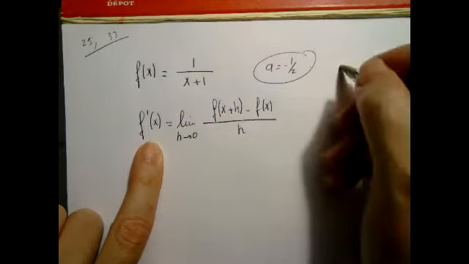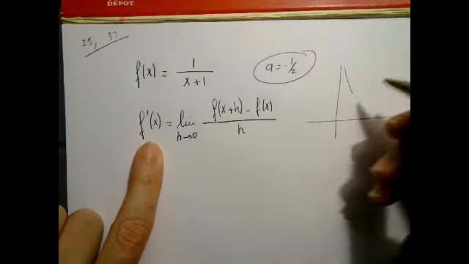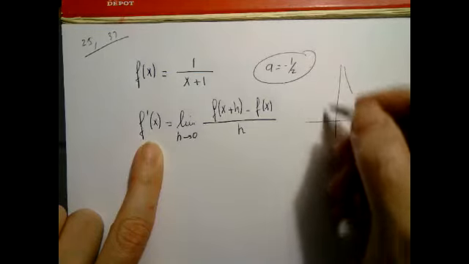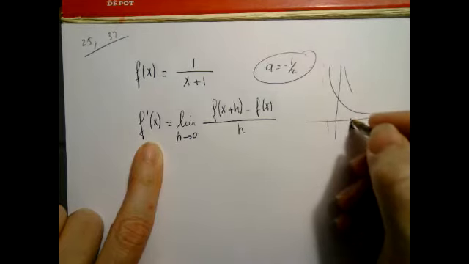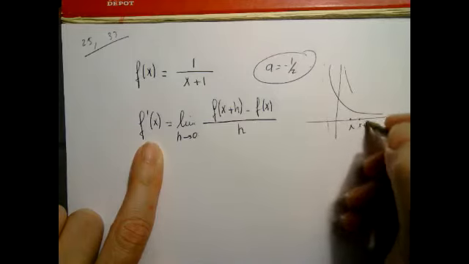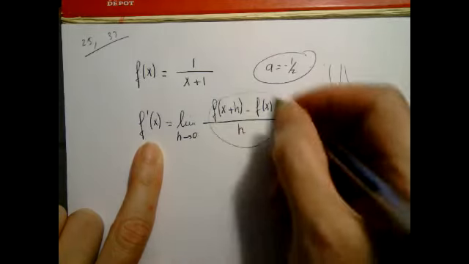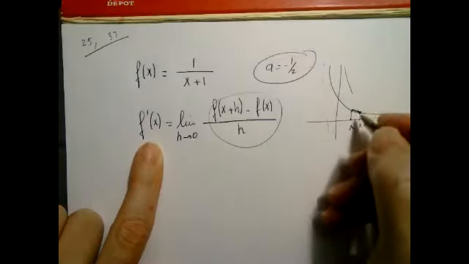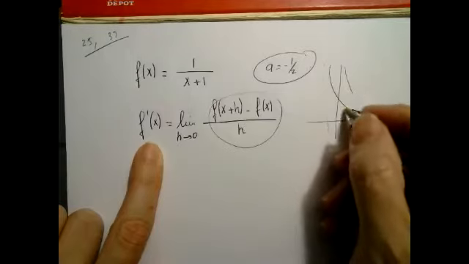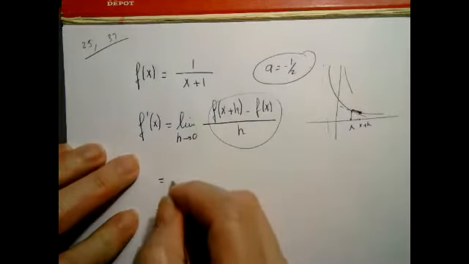So that's the process. So this is my function, 1 over x plus 1. It should look something like that. That's the function, and that's a point x, and then this is the point which is very close to x. The f of x plus h minus f of x over h represents the slope of the line here. And then we let h go to 0, we get to the tangent line. That's always in the picture. So now we just have to plug in and proceed.